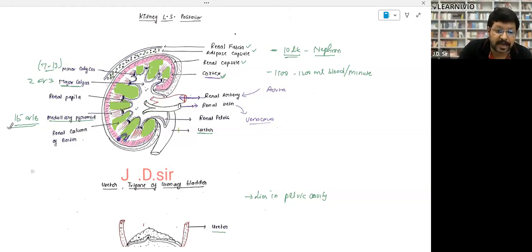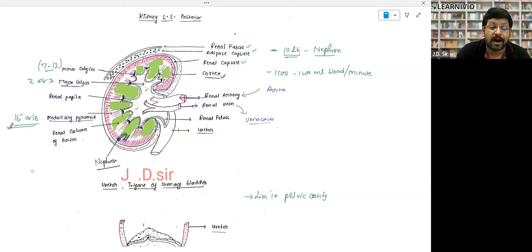Try to understand. I have made a sample nephron. This is the sample nephron. Actually, look, half of the nephron will be found like this. This pink color structure which I have drawn is called the cortex, right? Half of the nephron is found in the cortex, and half of the nephron is found in the medullary pyramid part. That is the position of the nephron.